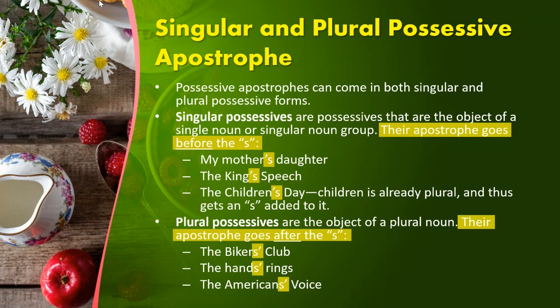Plural possessives are the object of a plural noun. For plural possessives, the apostrophe would go after the s. In the bikers' club, the apostrophe would be added after the s since the club belongs to many bikers. In the hands' rings, the apostrophe would be added after the s because the ring belongs to many hands. Another example is the Americans' voice, which suggests that the voice belongs to many Americans.